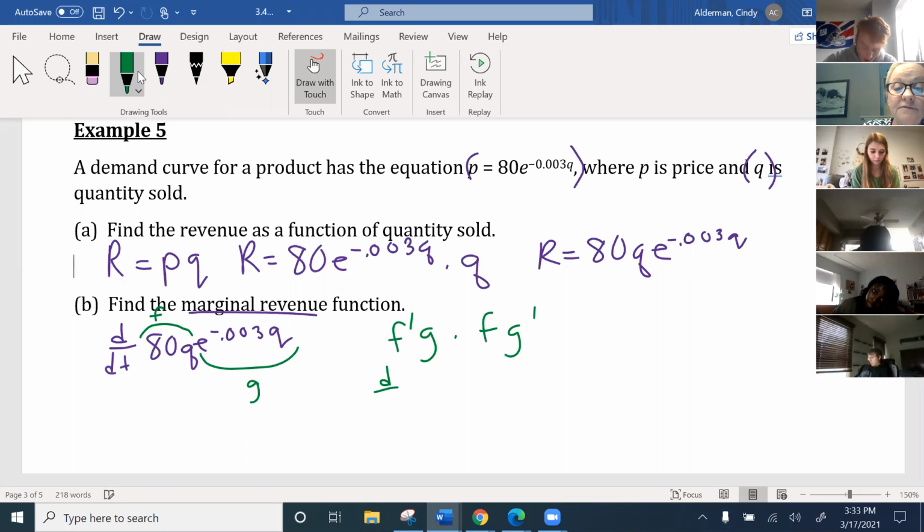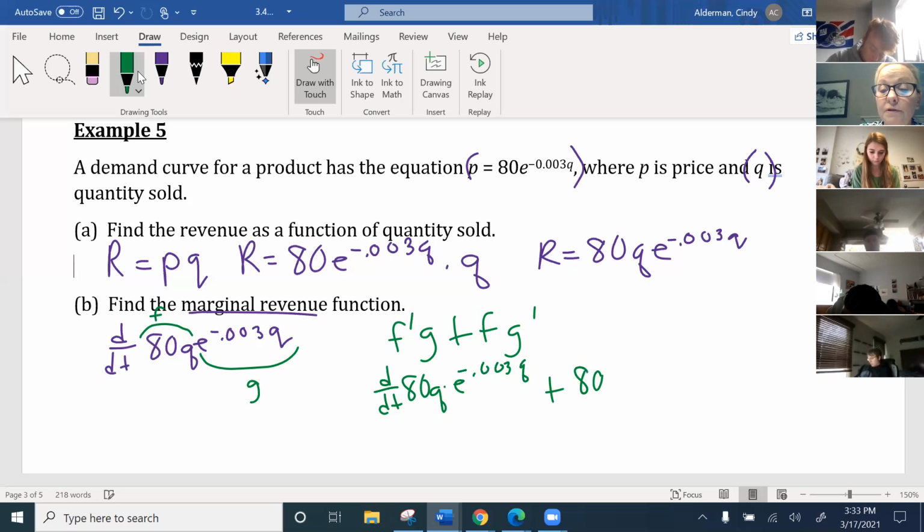We're going to take the derivative of 80q, multiply it by e to the negative 0.003q. Sorry, this should be plus. Plus, leave 80q alone this time and multiply it by the derivative of your g function, which is e to the negative 0.003q.